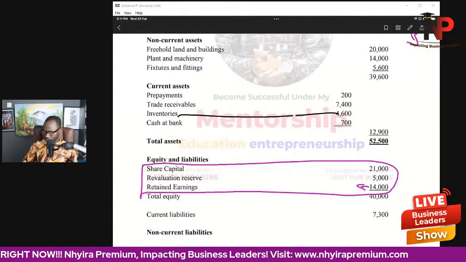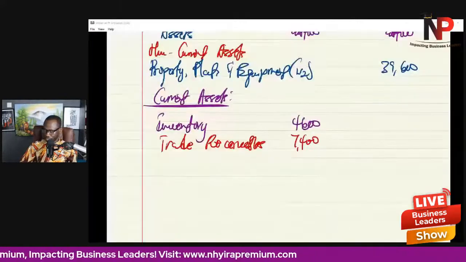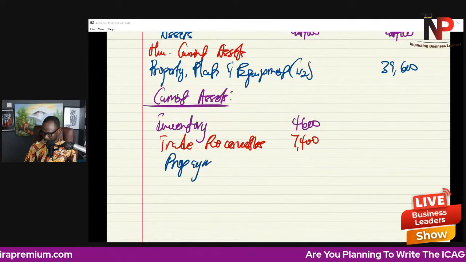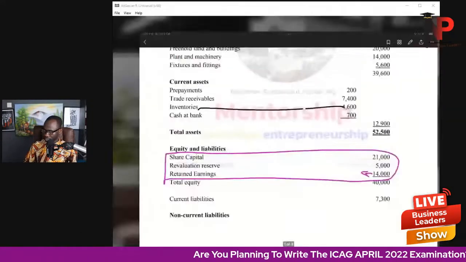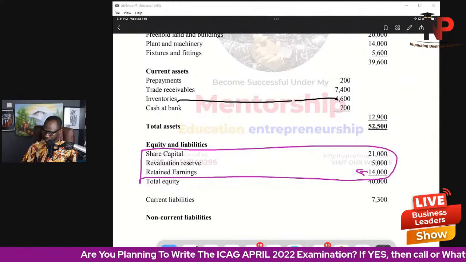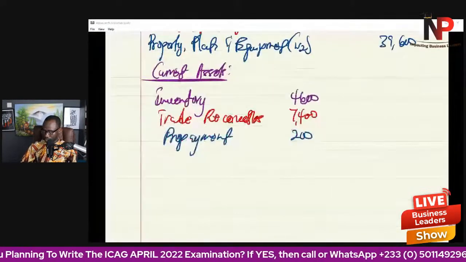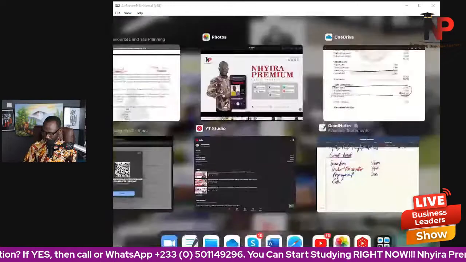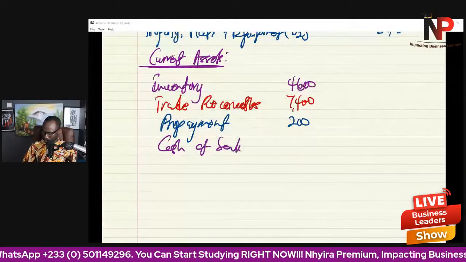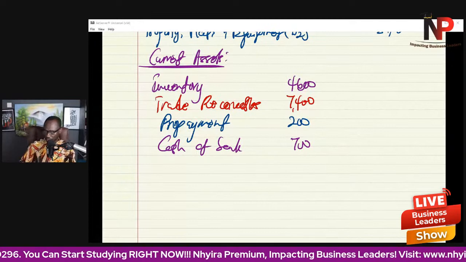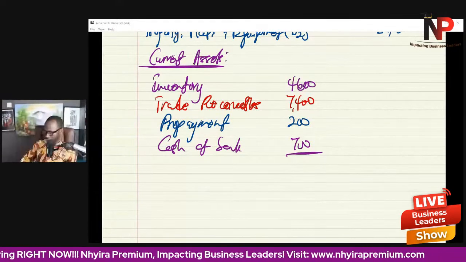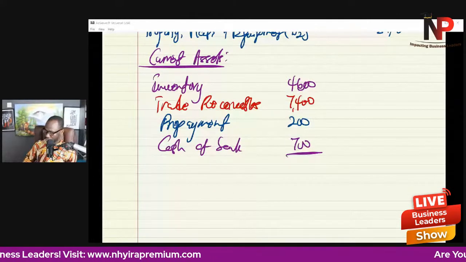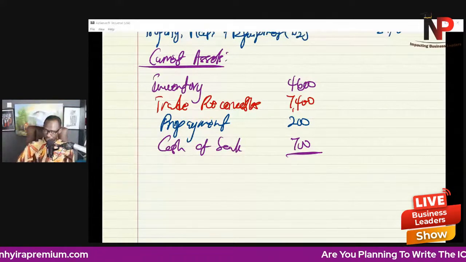Then we see prepayments. Now, prepayments can be also receivables. And that is 200. Then cash at bank, 700. Sounds good. So that is our items here. Let's add it up: 4,600, 7,400, 200, 700. And I'm getting 12,900.